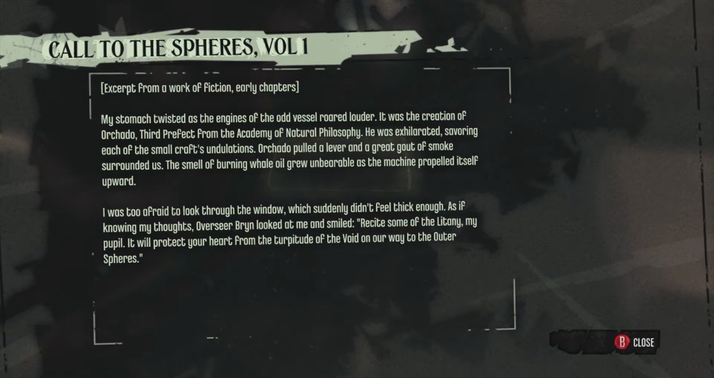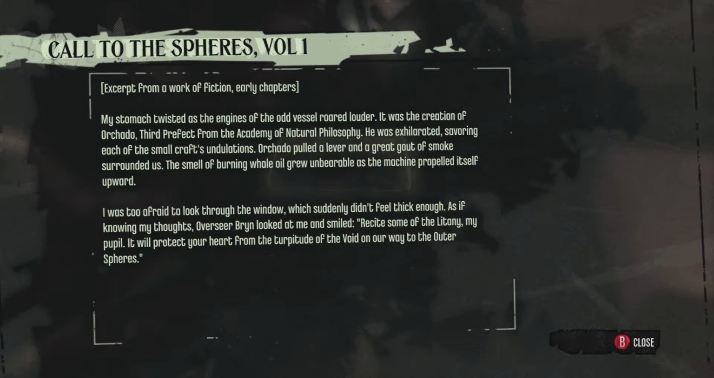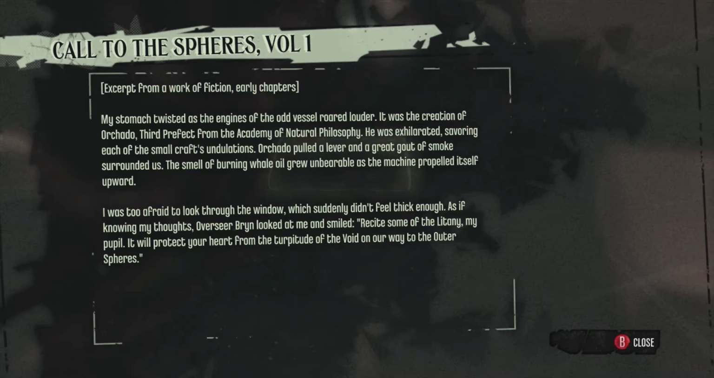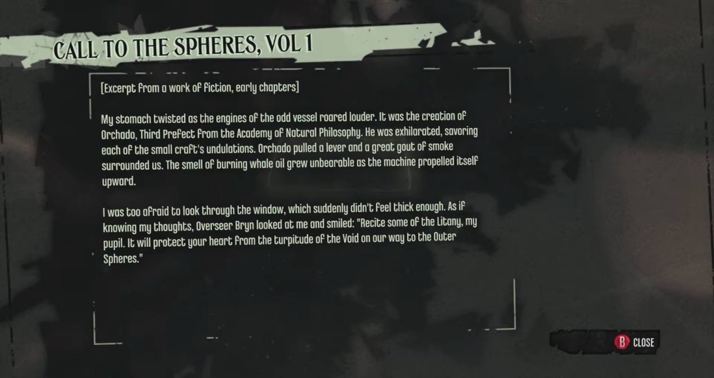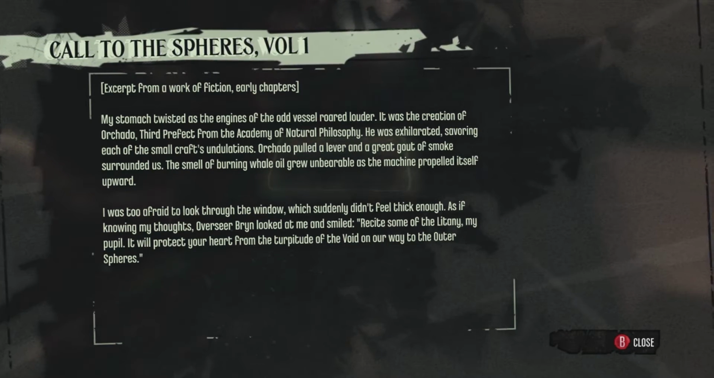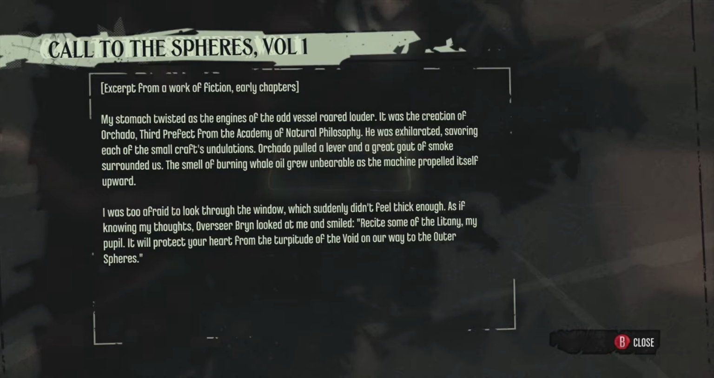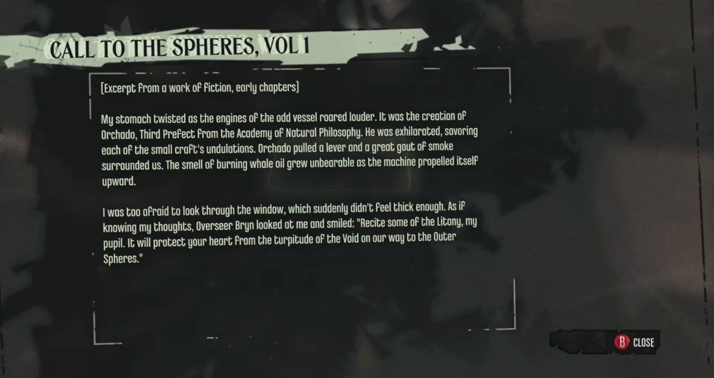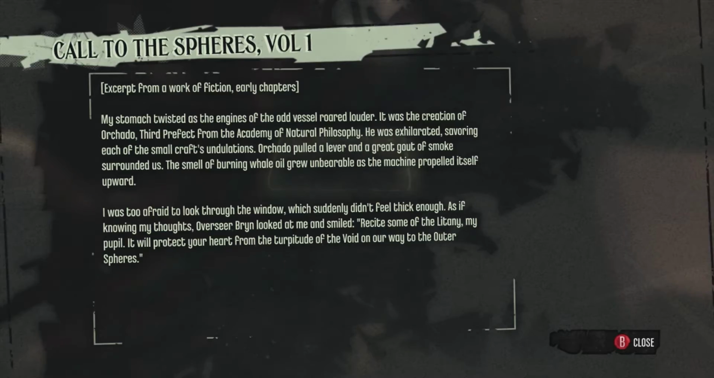So, outer spheres used to be a term they used for other planets, but in this case, I think he means other dimensions. It sounds like what he's talking about is some kind of rocket ship that can either travel into outer space or into other dimensions. Interesting stuff.